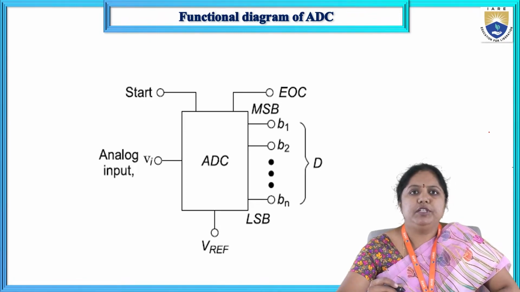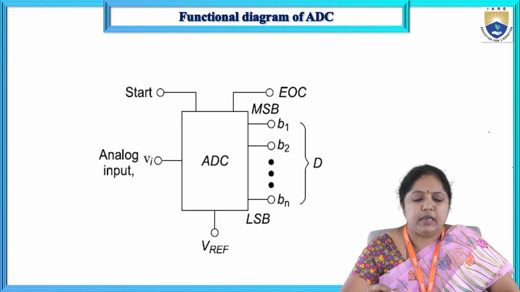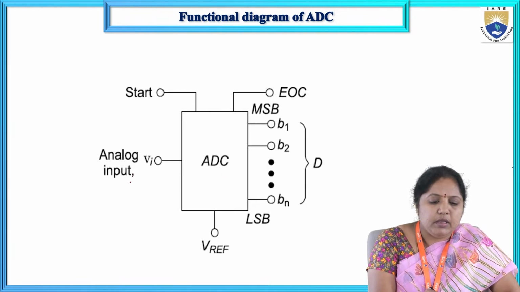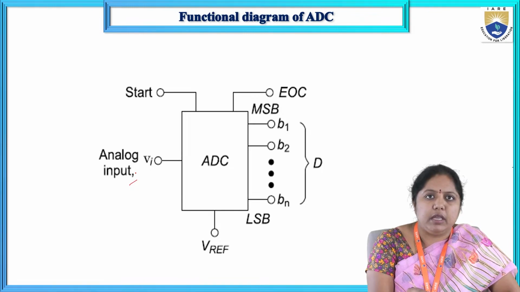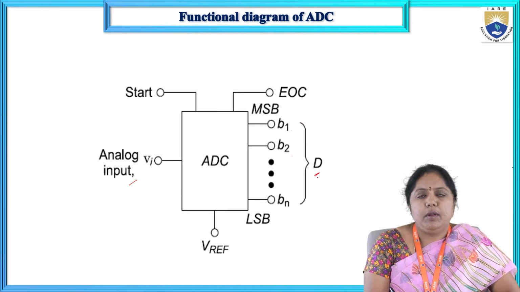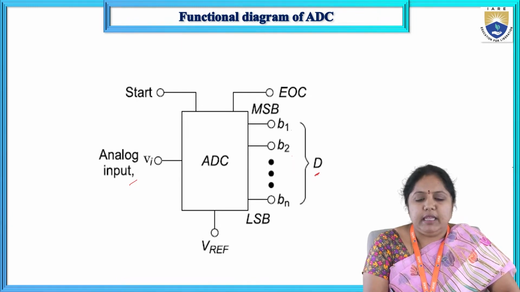This is the functional diagram of the analog to digital converter. If you observe, we give the analog input signal to the analog to digital converter and it generates the binary output B1, B2 and so on up to Bn, where B1 is the MSB bit and Bn is the LSB bit. The combination of all of these is the overall digital binary word, which is represented as D.